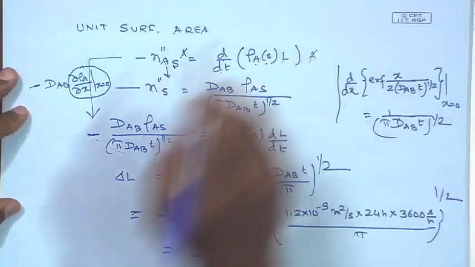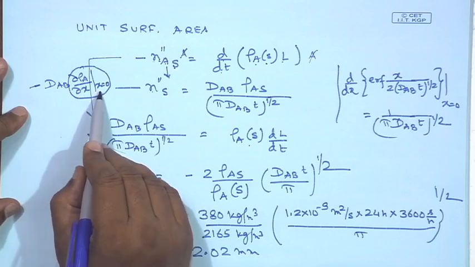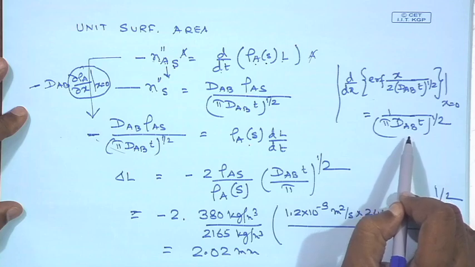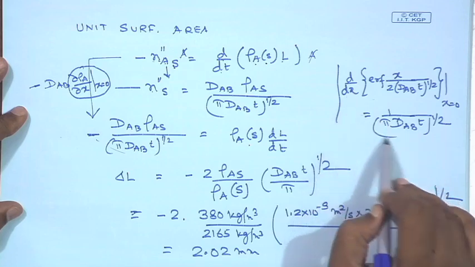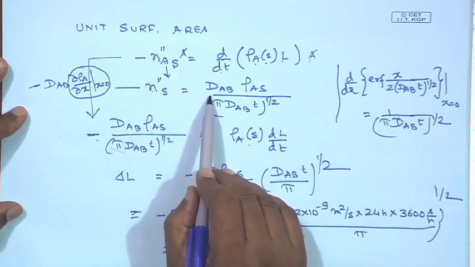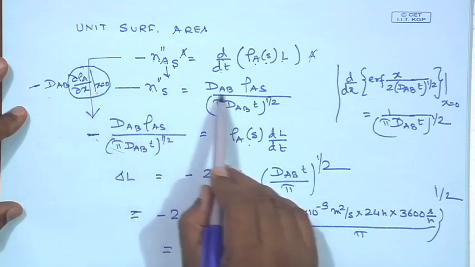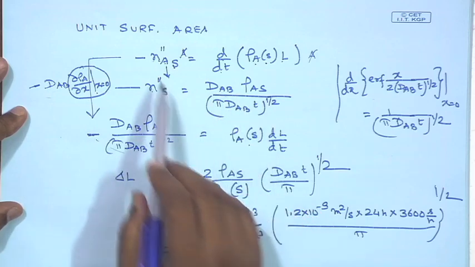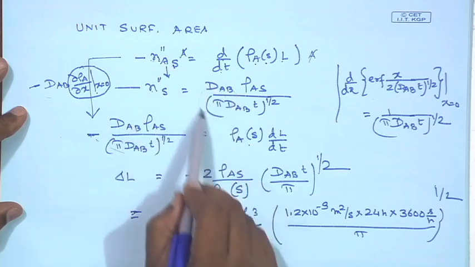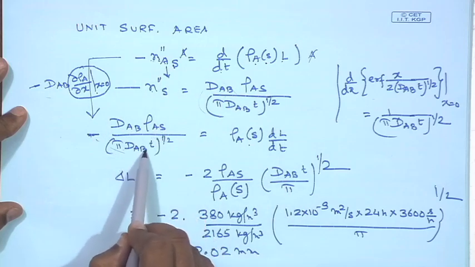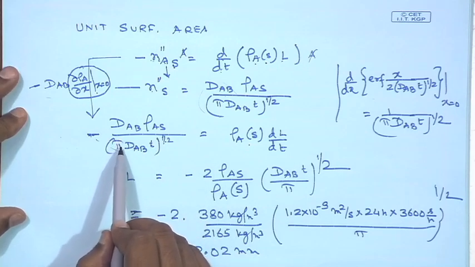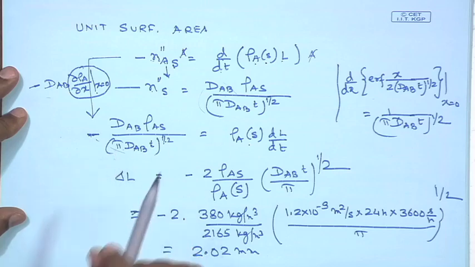So, I am trying to find out what is del rho A by del x at x equals 0, and I use the formula which I have shown you in the previous example. So, I have a compact expression for this as well. The mass flux is evaluated using this formula as this. So, my minus N_A s double prime becomes minus this, DAB rho A s by root pi DAB t. Please do it yourself and verify that you are getting the same answer, following the example which I have shown you before.